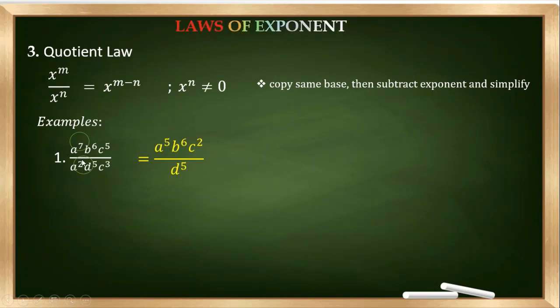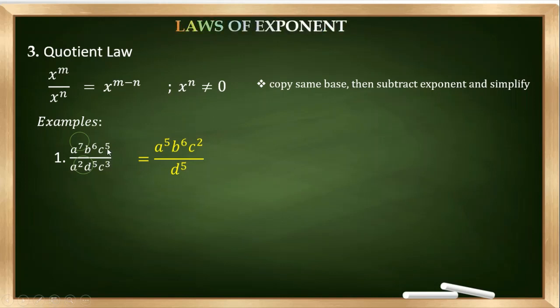Kung saan yung mas mataas ang exponent class, just like dito sa a, mas mataas yung exponent ng a natin dito sa numerator, so doon natin isusulat ang ating sagot. So here, since mas mataas yung numerator natin, dito natin isusulat yung a. Okay, a raised to the 5th power. Okay, so next one is b. Just copy b raised to the 6th power. You don't need to subtract since wala naman tayong b na nakikita dito sa denominator.